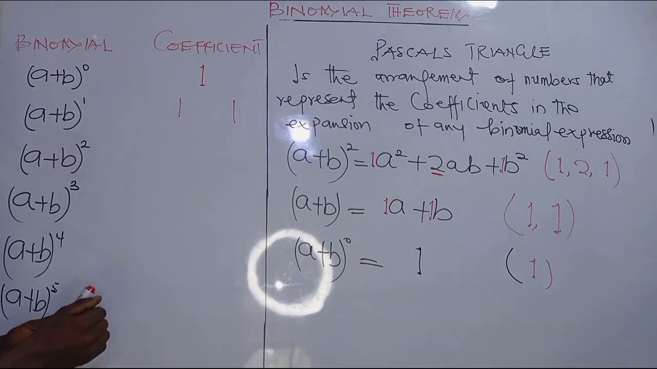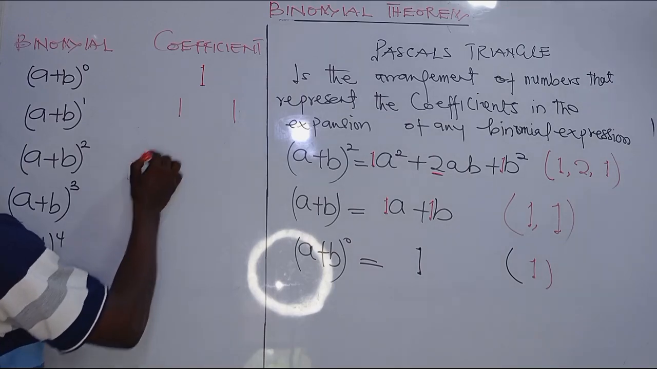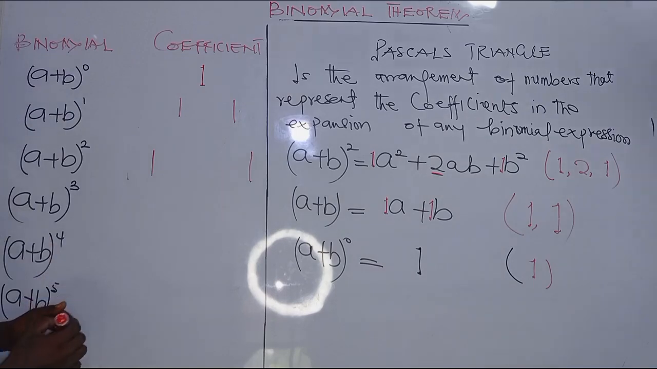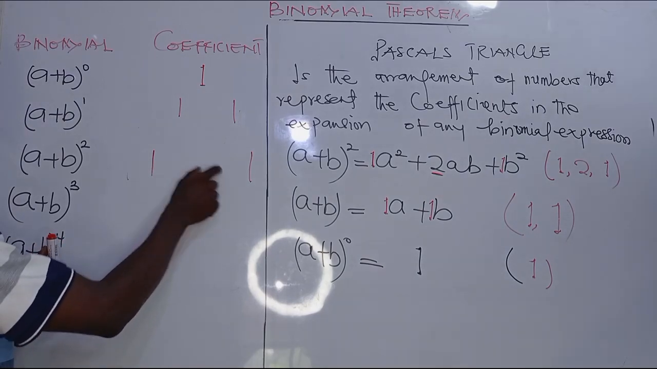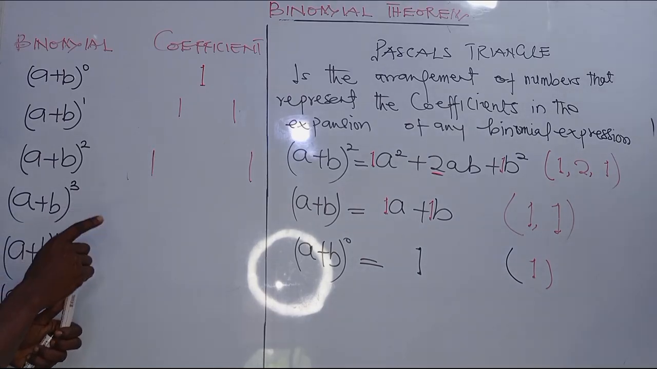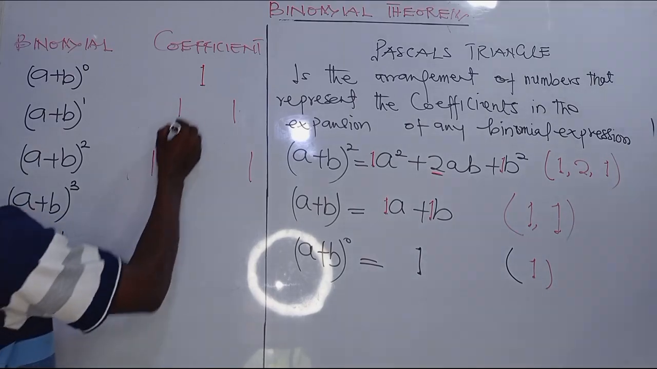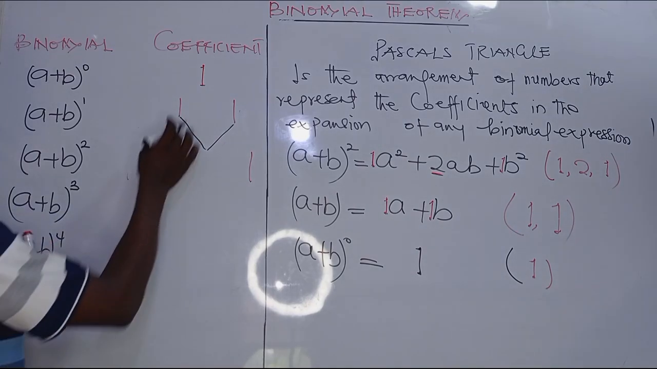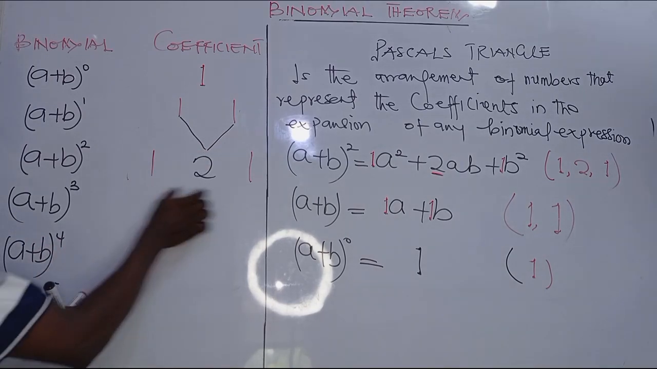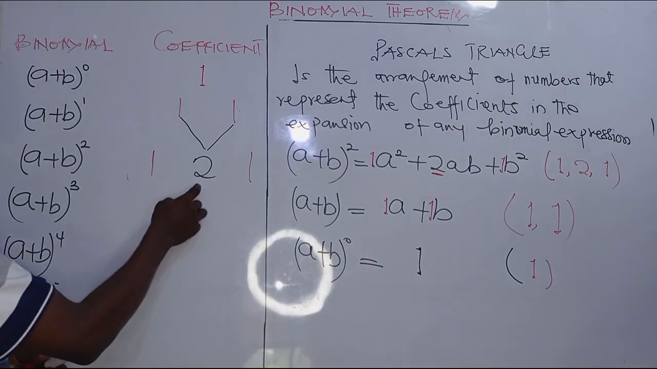Now let's move on to a plus b raised to the power 2. So we are saying that every subsequent row starts with 1. So it starts with 1 here and then ends with 1. Now each interior number is obtained by summing the two numbers directly above it. So to obtain this number, we are going to sum the two numbers directly above it. 1 plus 1 will give us 2. We are done. So when we expanded this, we have 1, 2, 1.